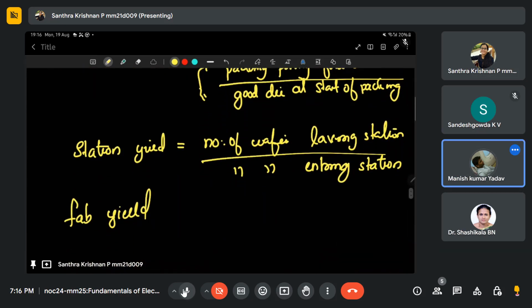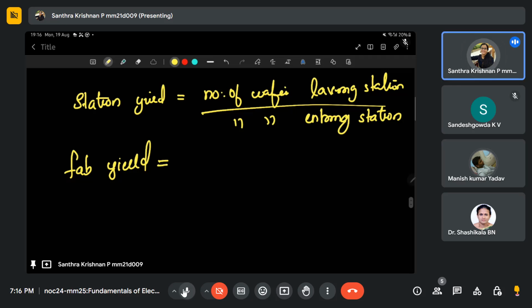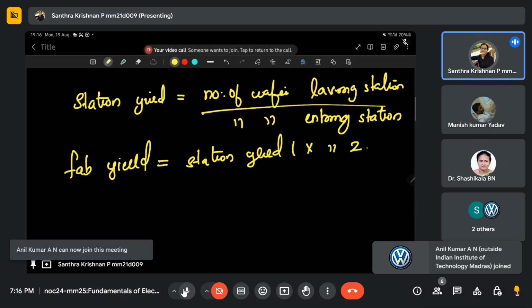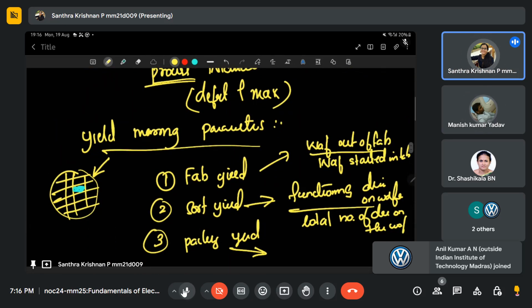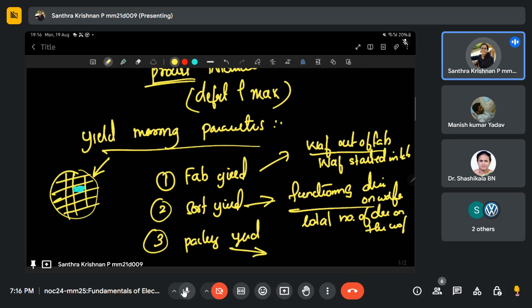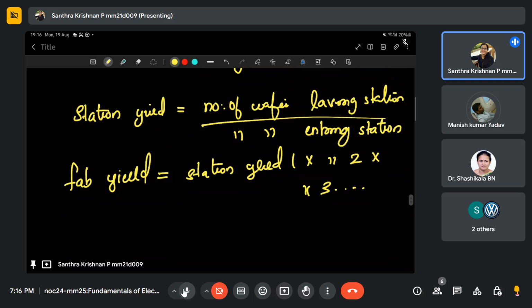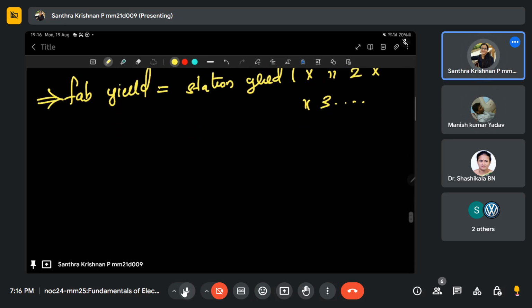Fabrication yield can also be calculated as station yield 1 into station yield 2 into station yield 3 and so on. So here we have fabrication yield as the fabrication output of each fabrication step by wafers started in that fabrication step. Another way of finding it: suppose there are n station yields, station yield 1 till station yield n. Multiplying all the station yields will also give you the fabrication yield. This is another method for finding it.